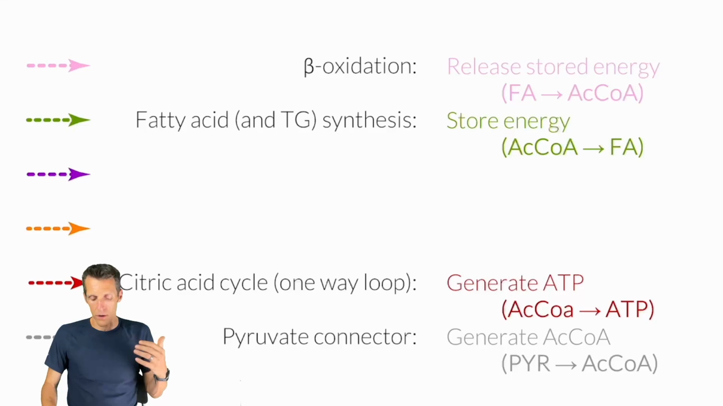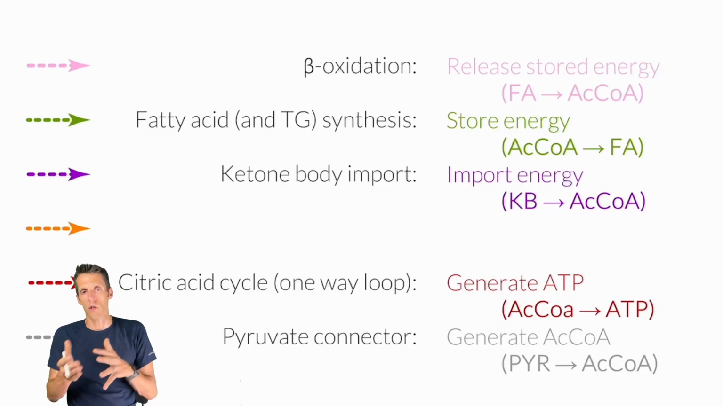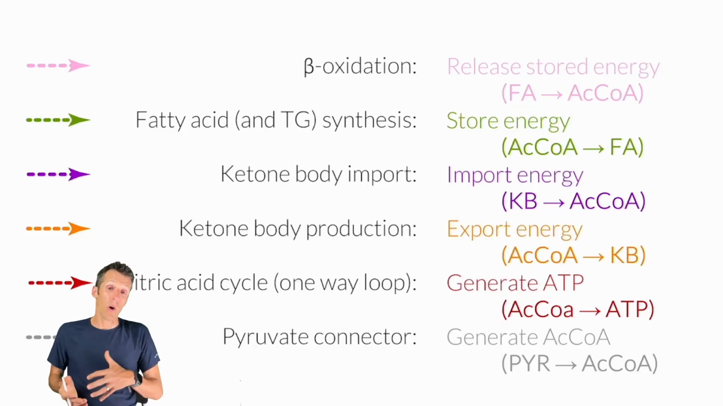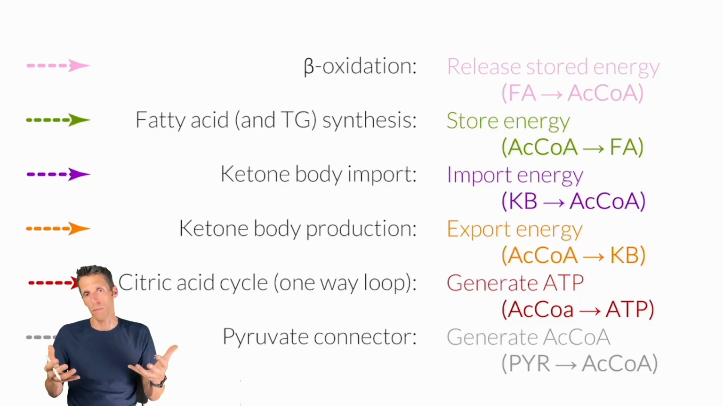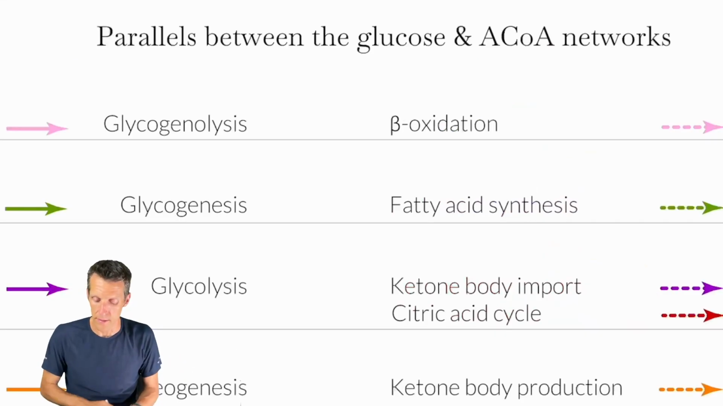The final one I want to mention here is this ketone body network, or subnetwork. We can import these things called ketone bodies and turn them into acetyl-CoA, and then we can also export them. We can take acetyl-CoA and turn it into ketone bodies and export them. And we'll see as we go on that this is actually really important for how we respond to, say, starvation conditions, through the production of these ketone bodies.